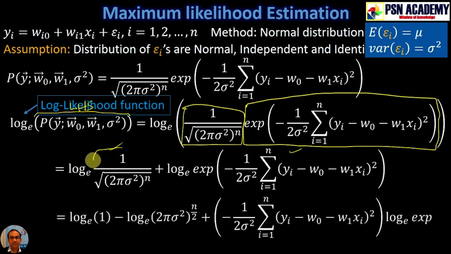Next, you apply the log rule over this term. So this is in division form. So log of numerator minus log of denominator. Right? So this part is this one.